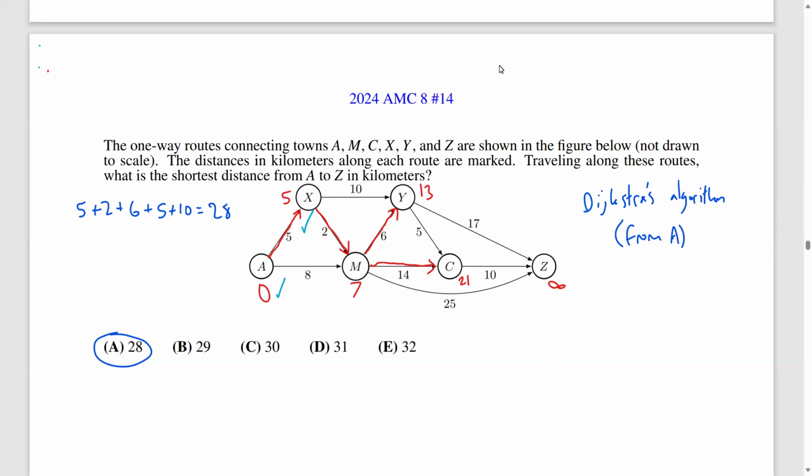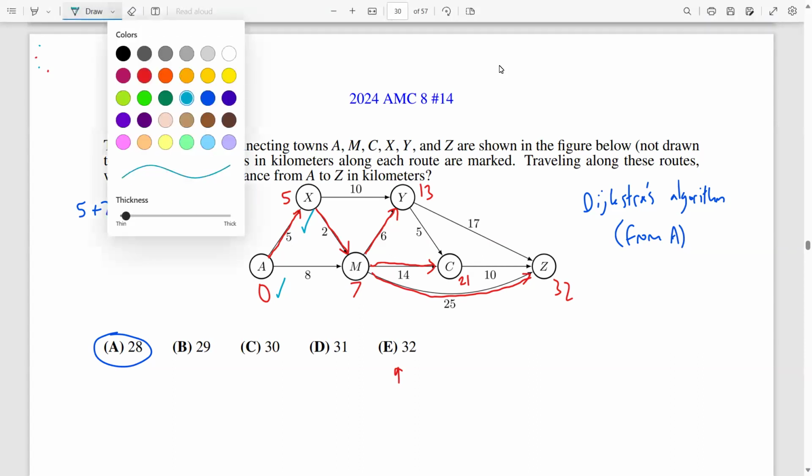And if we take the route from M to Z, this will give us an estimate of 32 for the distance from A to Z. Now, 32 is one of the answer choices, but as we saw previously, 32 is not the shortest path. This is because we have not visited every vertex yet.